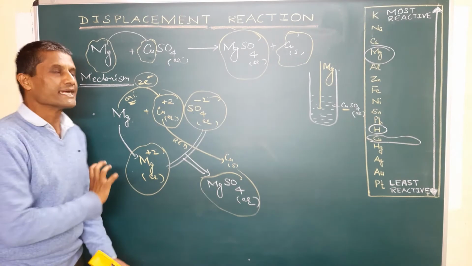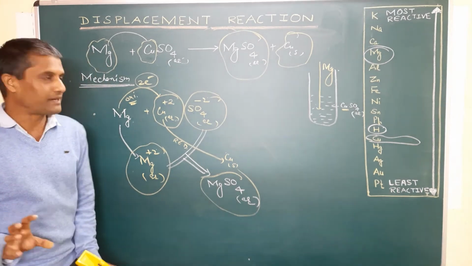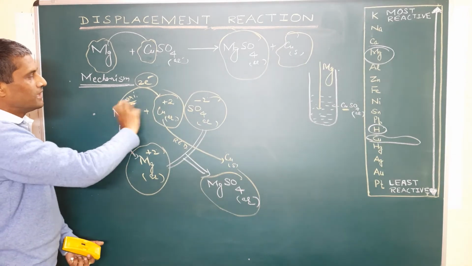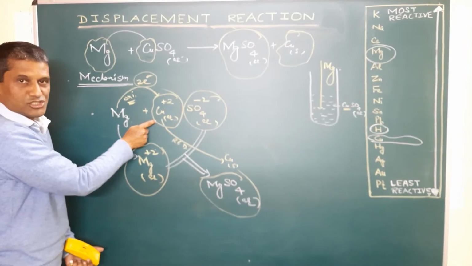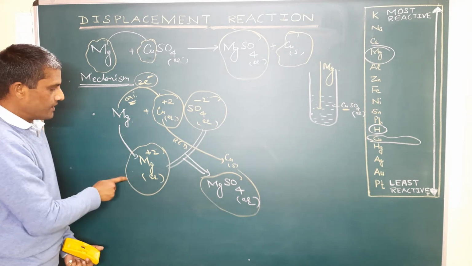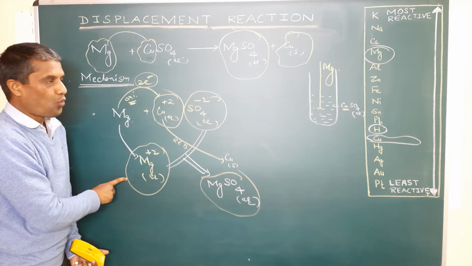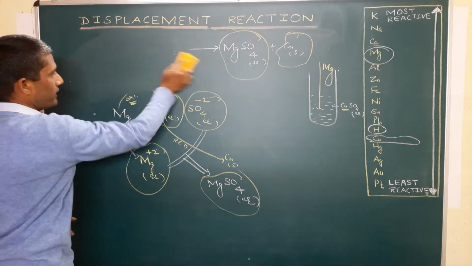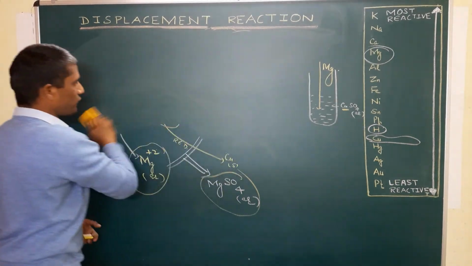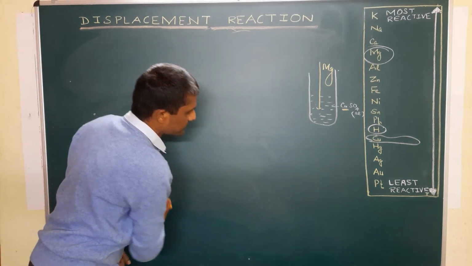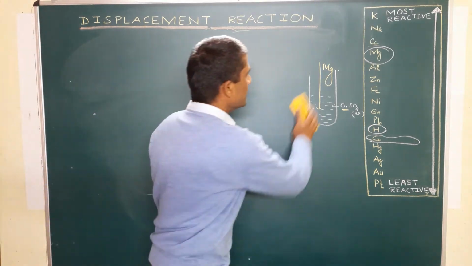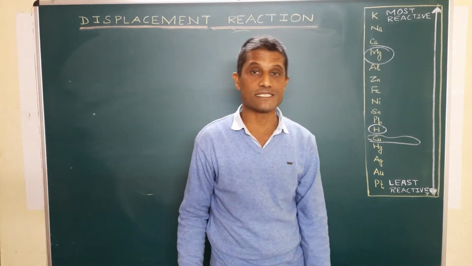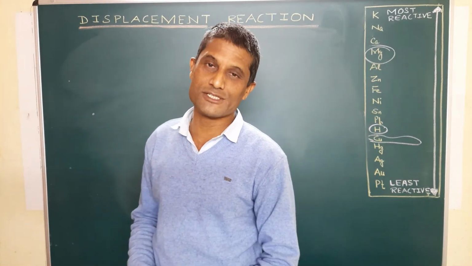So that's the cationic replacement. One cation is replacing another. You can say that magnesium is replacing this very cation, the cupric ion, into copper, and thereby becoming a cation as well. That's how this reaction is going to take place. So that's the one type. Now we are going to come across the non-metals, and with non-metals the story remains the same, that the most reactive non-metal is going to displace the less reactive non-metal from its salt solution.